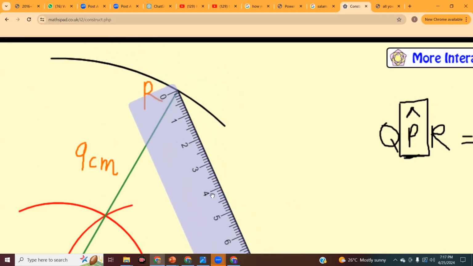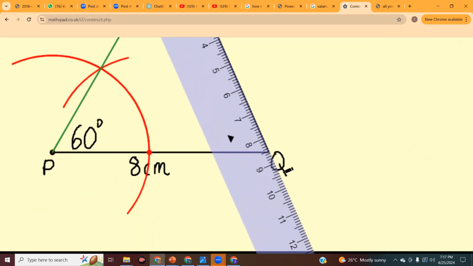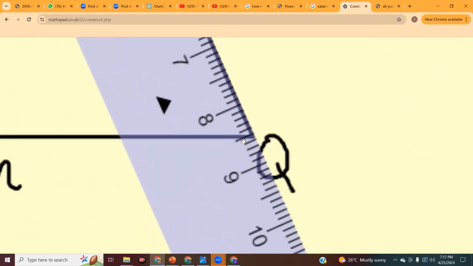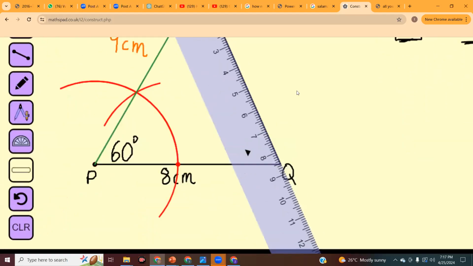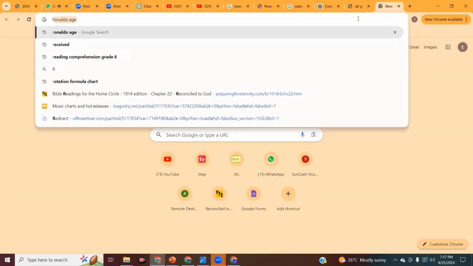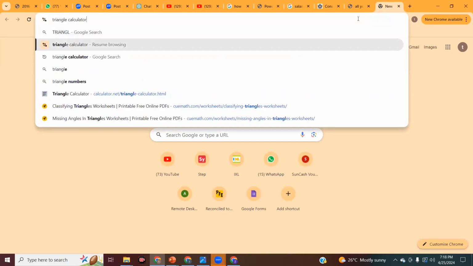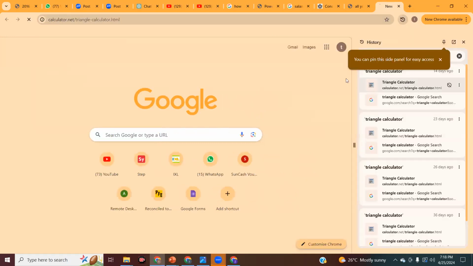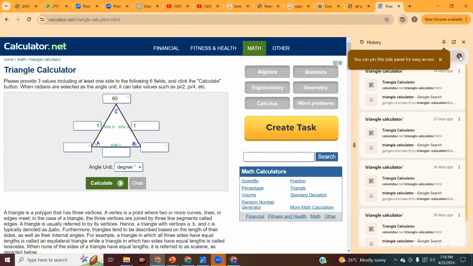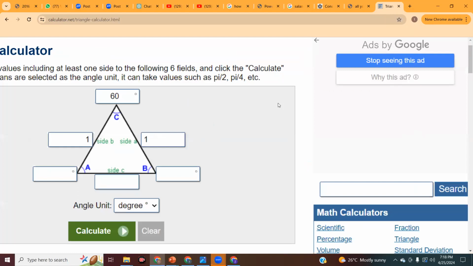Okay, so if we measure it, this is 0. Yeah, I'm getting more like 8.5. Yeah, 8.5, 8.6, they're about. We could always check it. You could always use this triangle calculator. Just go on triangle calculator. There's this triangle calculator you could use. By the way, that has ads, so just be careful of those ads.